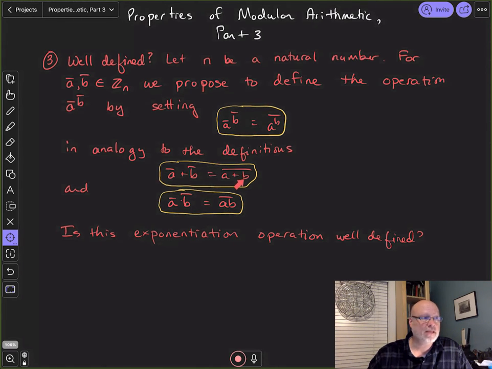And then the same thing is true for multiplication. If I'm multiplying a bar times b bar, I can multiply the original integers together. I don't have to find the congruence class initially, but I can do the multiplication with the original integers and then find the congruence class. So this is a really nice, elegant way to deal with this.